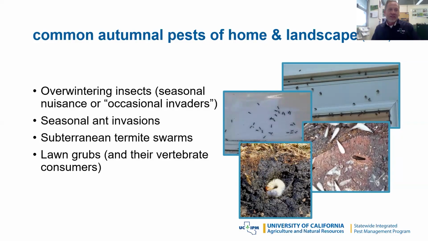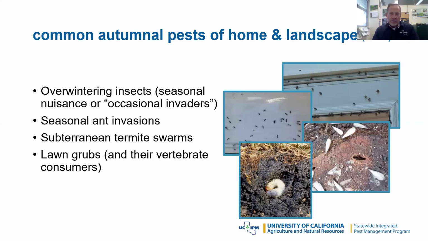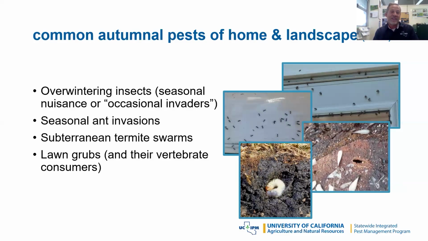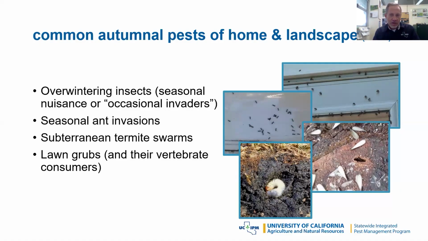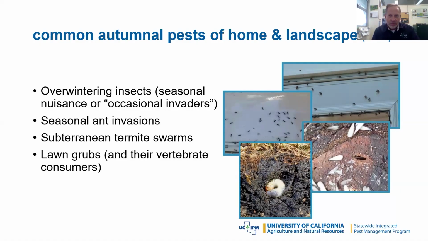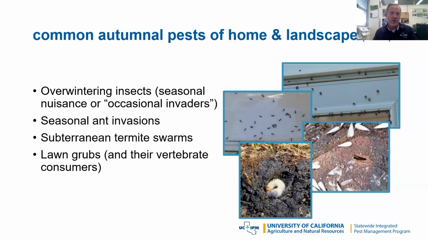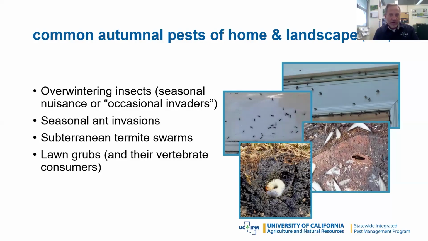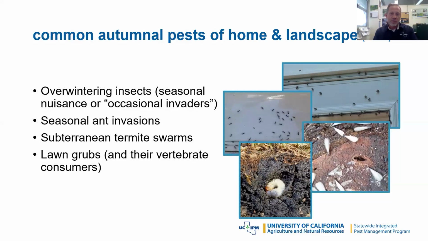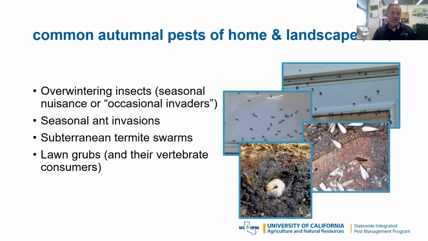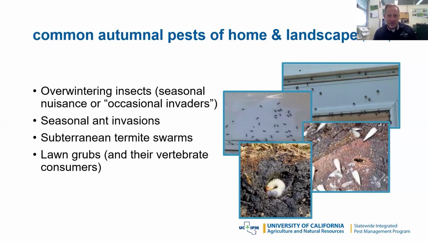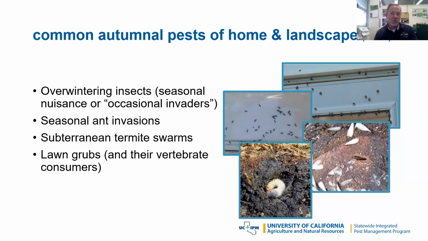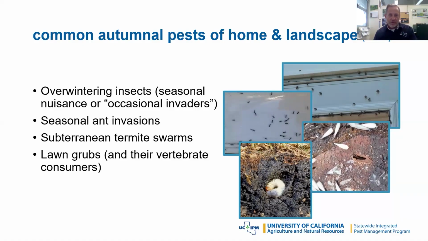Then we'll move into subterranean termites. There are actually several species of subterranean termites in California that swarm in autumn. And that's very unique. Most termites swarm in spring or summer, but I think it's due to our unique climate. Water is available in autumn and winter, so it doesn't make as much sense for subterranean termites to swarm in spring or summer when the water's not available. So we'll talk about what this means if you are seeing subterranean termites swarming on or near your property.